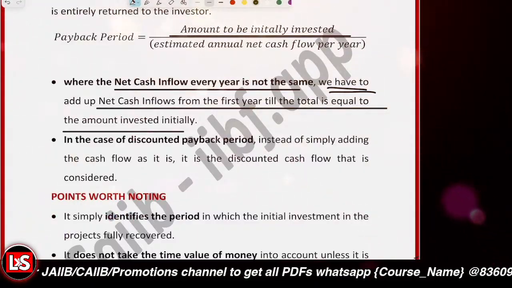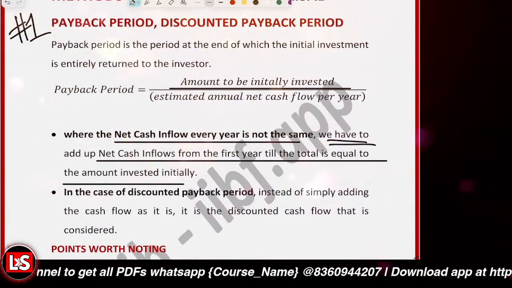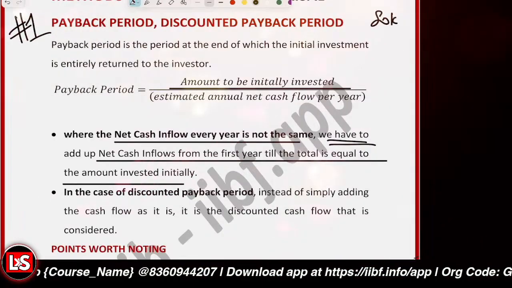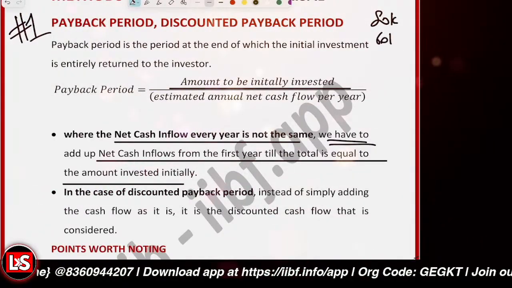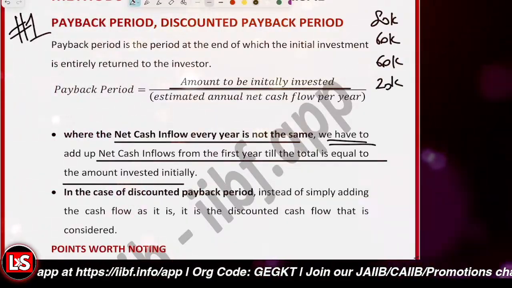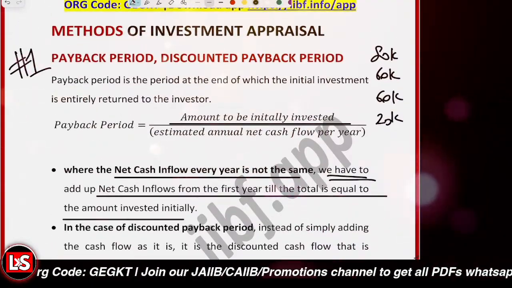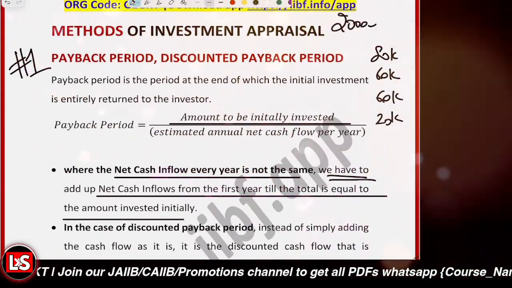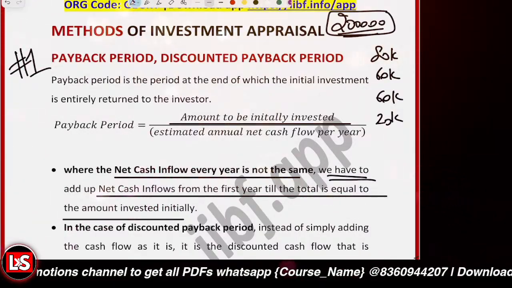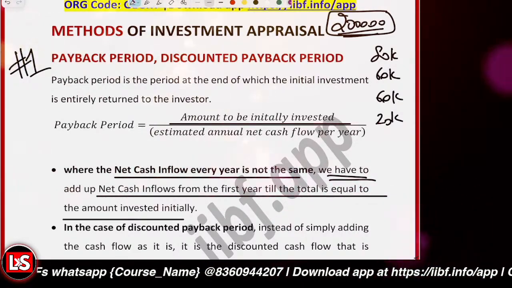When you have unequal cash flows, let me give an example. Let's say you have 80,000 in the first year, 60,000 in the second year, 60,000 in the third year, and 20,000 in the fourth year. That's the annual cash flow. And the initial investment, let's assume, was 2 lakh rupees. Now, what will be the payback period? How are you going to calculate it here?